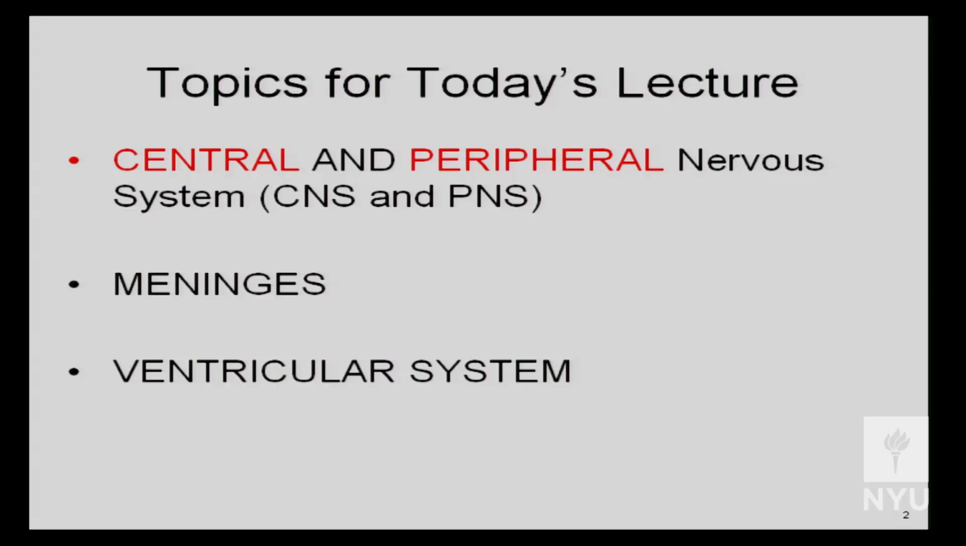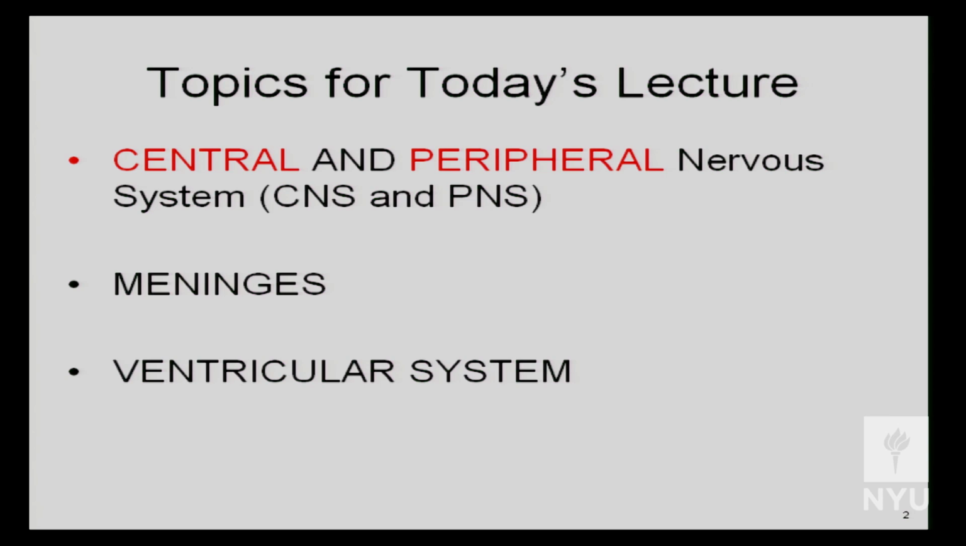So let's get started with today's lecture on the organization of the brain and nervous system. Okay, so what we're going to be going over today are the major components of the nervous system. There are two major components, the central nervous system and the peripheral nervous system, abbreviated as CNS and PNS.